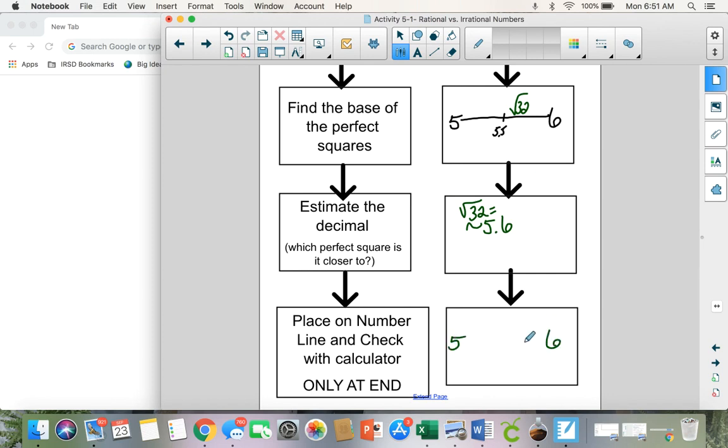So I have 5, I have 6. This is the same thing as the square root of 25. 6 is the same thing as the square root of 36. So I'm going to put my square root of 32 right there, a little bit closer to the 36. And I'm going to say that it's approximately 5 6/10. That little squiggly symbol right there means approximate.